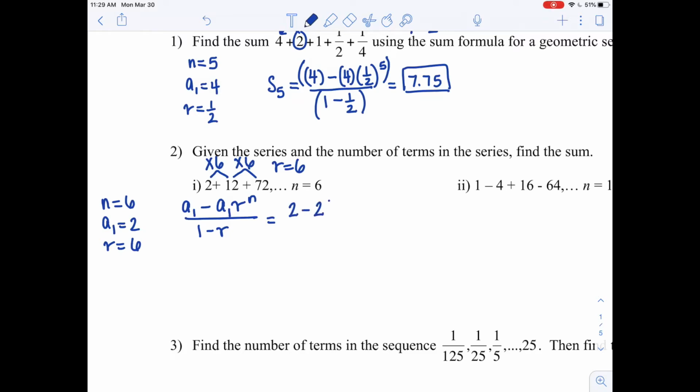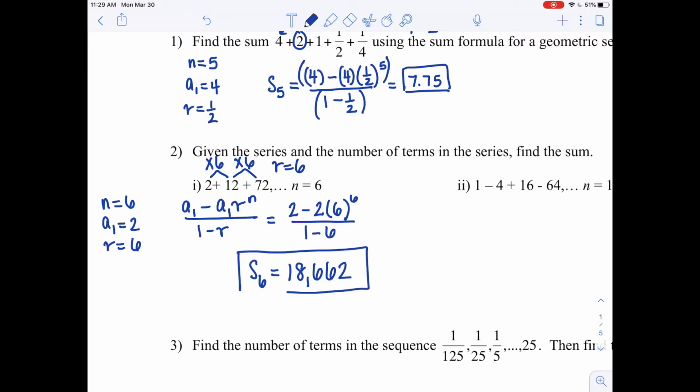So again, I'm going to take my time and plug carefully into my calculator. So my first term was 2 minus 2 times my ratio of 6 raised to the nth power, which is 6, all over 1 minus the common ratio. Okay, again, be very careful, use alpha y equals, and when you're finished, you'll find out the sum of these 6 terms comes out to be 18,662.